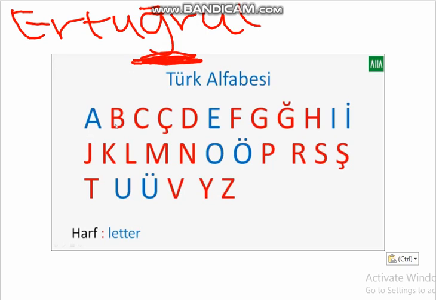It just elongates the sound of the letter before it. So we make the U very long. We make it Ertuğrul because the G has no sound. We just go over the G. Get what I'm saying? So now the H has the same sound.